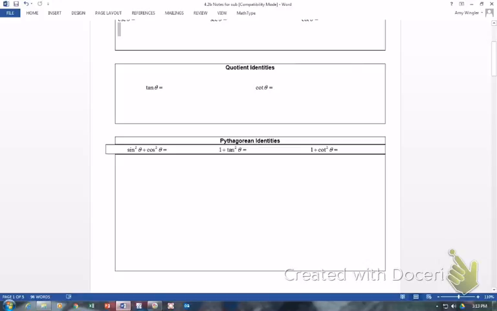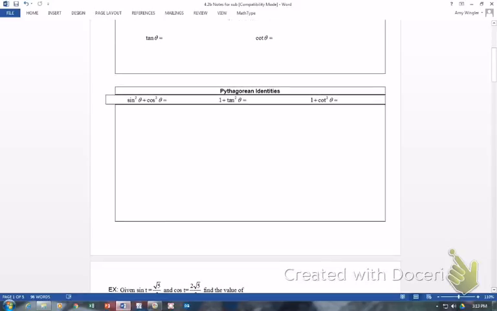Now let's talk about the Pythagorean identities. The three Pythagorean identities that will always be given to you are these three that are in the boxes. So let's fill those in. Sine squared plus cosine squared equals 1. 1 plus tangent squared of theta equals secant squared of theta. And 1 plus cotangent squared of theta equals cosecant squared of theta. Again, these three will always be given to you.